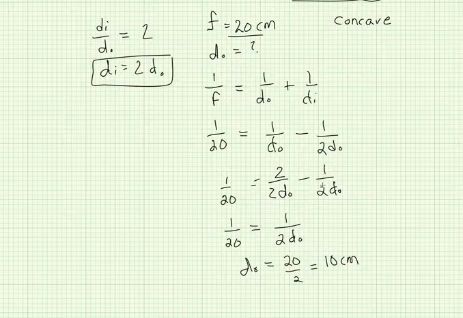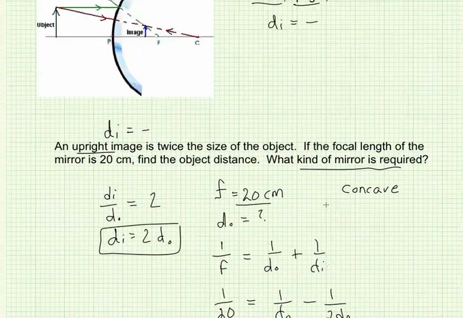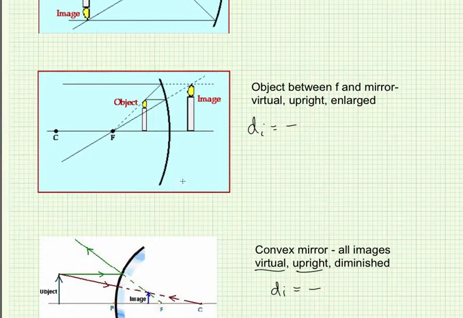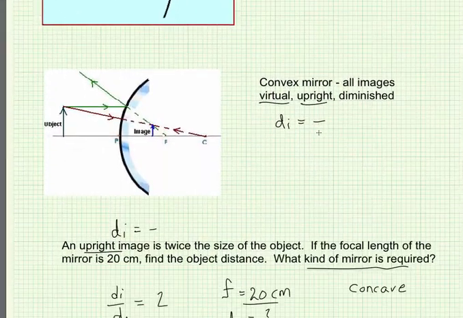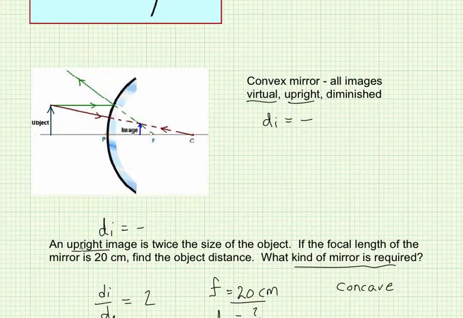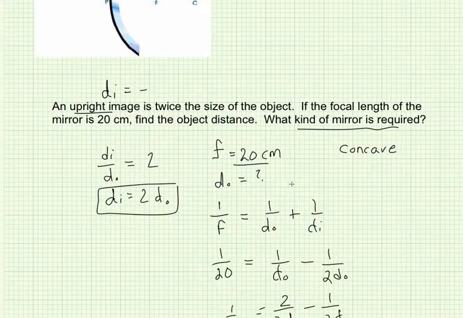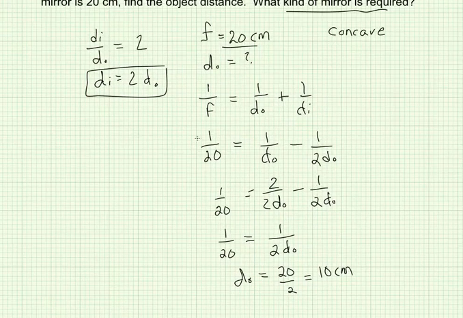My object distance is 10 centimeters. And so let's go back and look at this. This is essentially what we're doing. My focal length is 20, my object is 10. What kind of image do we get? We get a virtual, upright, and enlarged image. And what kind of image did we have here? Upright, meaning it's virtual, and enlarged. So we know right away we did this right. Just for the heck of it, let's do a couple more examples.